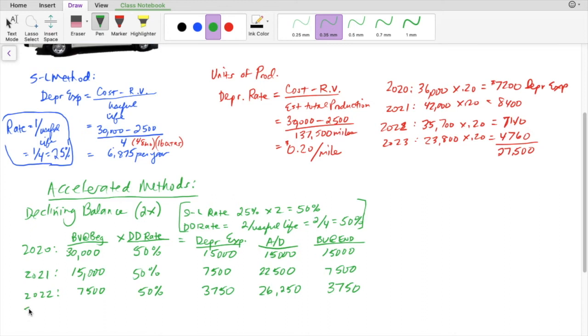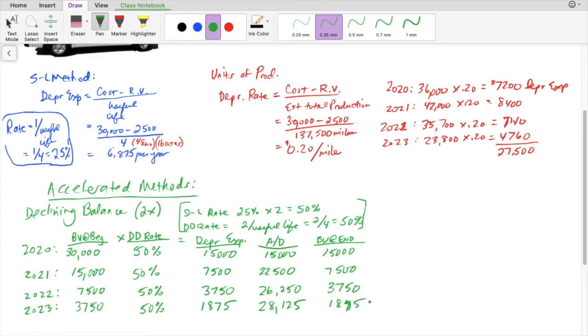And then in the last year, 2023, what do I have? Well, I start with a book value of $3,750. I take that times my rate of 50%, and I get a depreciation expense of $1,875. I've accumulated as a result $28,125, and my book value at the end is $1,875.